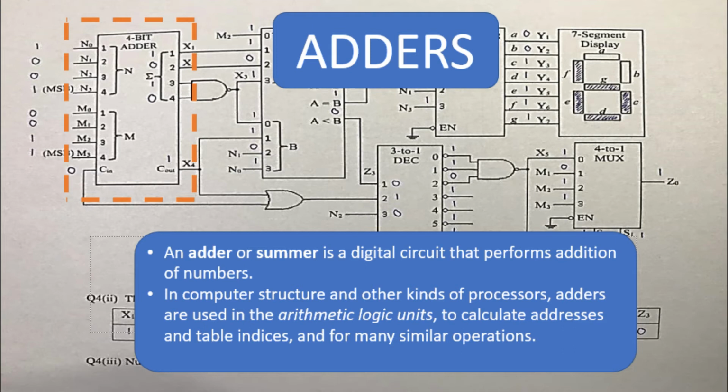The answer will be 1 0 1 0 1, but we notice that we only have 4 outputs and 1 C out. As we know, the 5th digit represents the C out. So in this case, the C out is 1, and the answer for the output is summation 0 is 1, summation 1 is 0, summation 2 is 1, and summation 3 is 0. So that is for the adder part. Thank you.